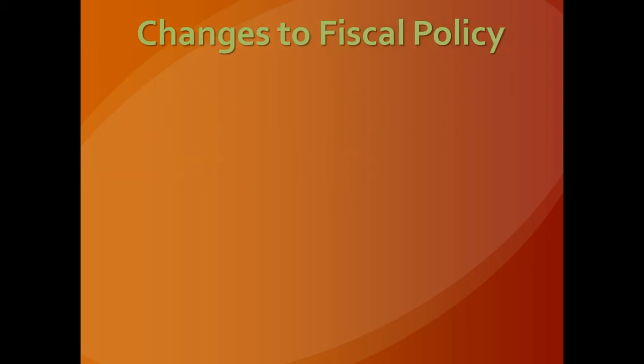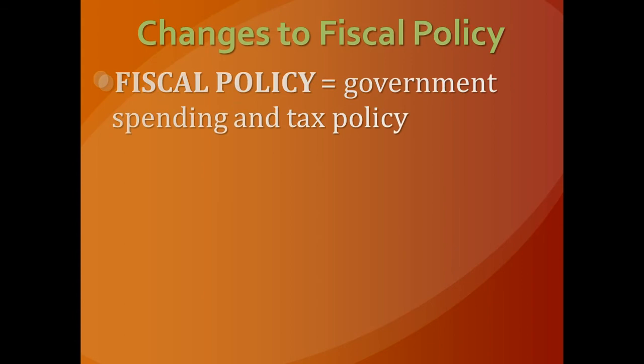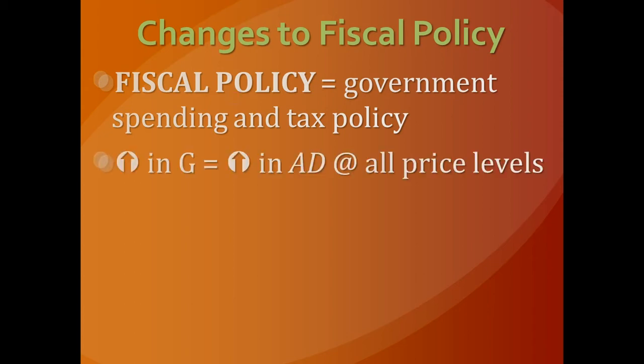And then changes in fiscal policy. Fiscal policy is the government's policies related to taxes and spending. We'll talk more about fiscal policy later in the course, but just as a basic overview, if the government increases its spending, it will increase aggregate demand at all price levels. So when the government decides to start a new program, we would expect aggregate demand to shift to the right.